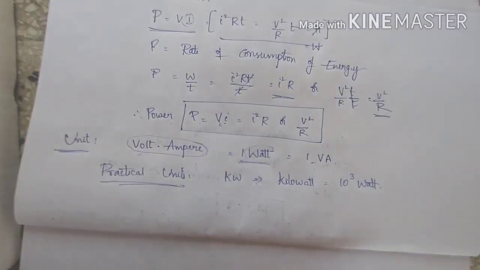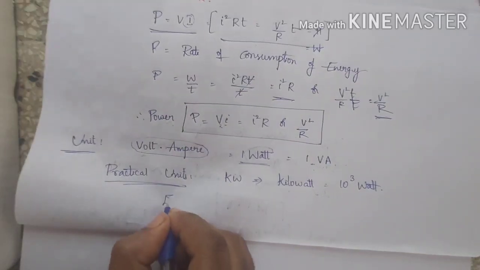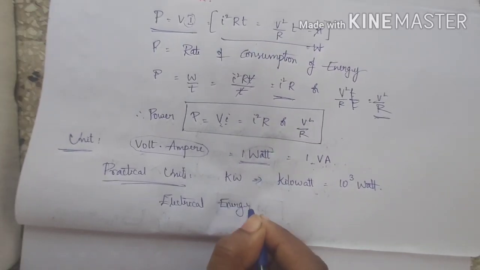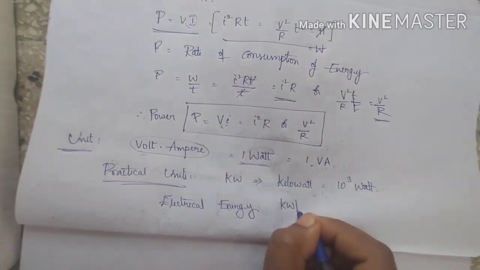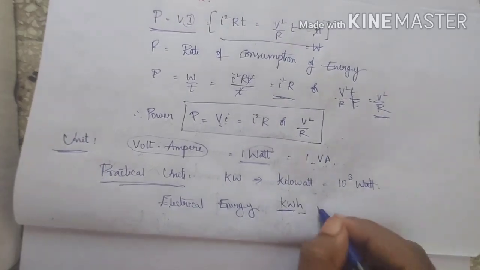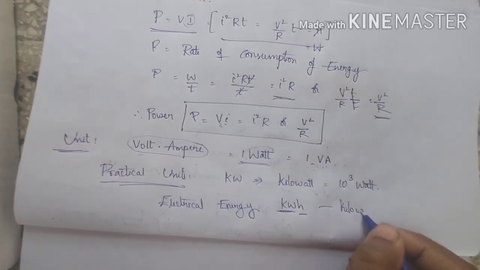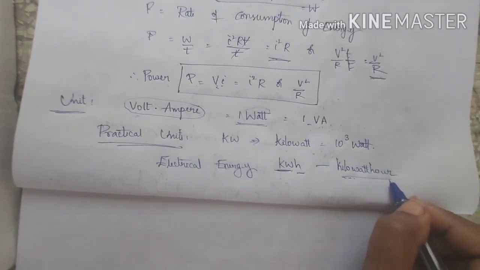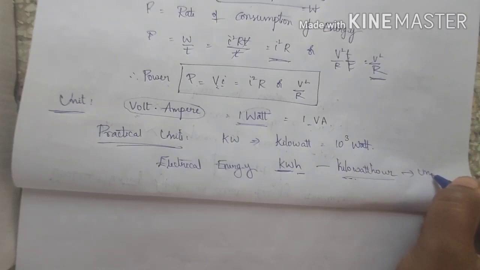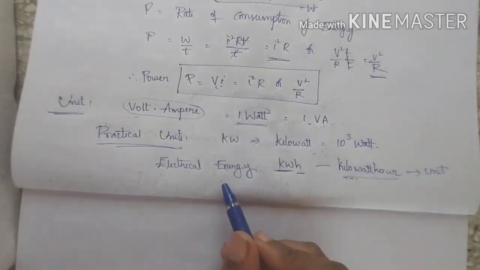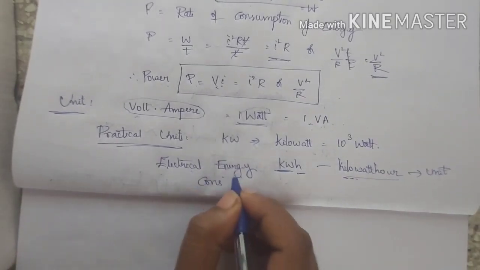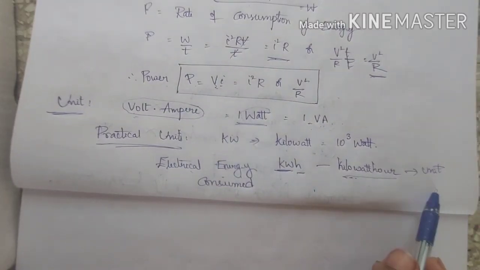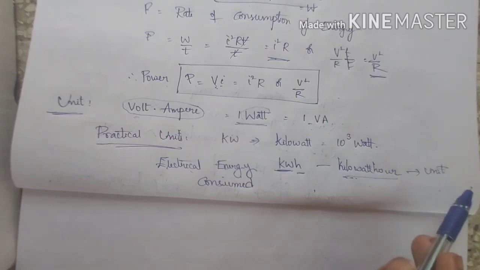Then what is the practical unit for electrical energy? The practical unit for electrical energy is kWh, kilowatt hour. And this kilowatt hour we use as the unit. The word unit is used to represent the electrical energy consumed. It is not only electrical energy but consumed electrical energy. kWh, kilowatt hour, a unit. For domestic purposes, we will always use the word unit.